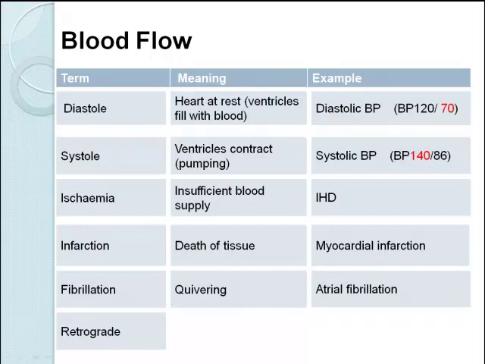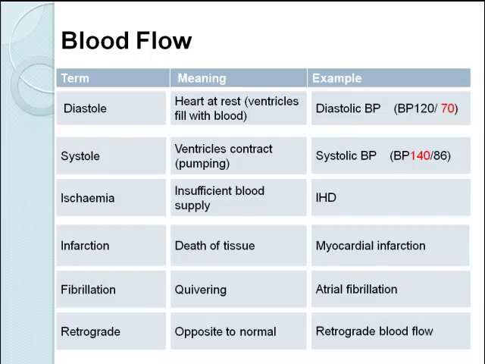Retrograde means going opposite way to normal. You can actually have a retrograde blood flow. Perhaps there's a blockage or some sort of stenosis and narrowing, and the blood can't get through, so it goes the opposite way to normal.